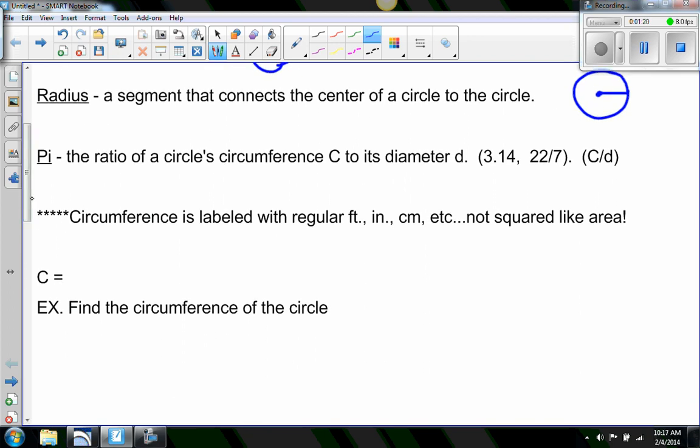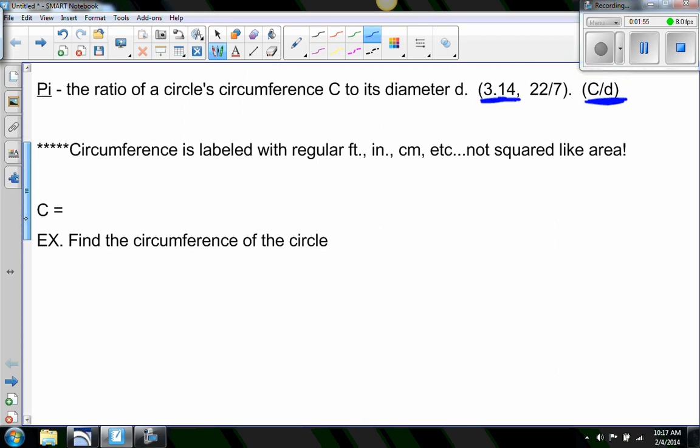Pi is the ratio of a circle's circumference, C, to its diameter, D. Ratio means fraction, basically, right? So right here, it's circumference divided by diameter. And pi can be stated in two different ways. The way we normally use it is 3.14, but you need to realize that it doesn't really end at 3.14. It goes on and on forever, never ending and never repeating. It's an irrational number, but they cut it off at 3.14 so that we can use it for our formulas. And then you could also use it as a fraction, 22/7, which you will have to do some of those.